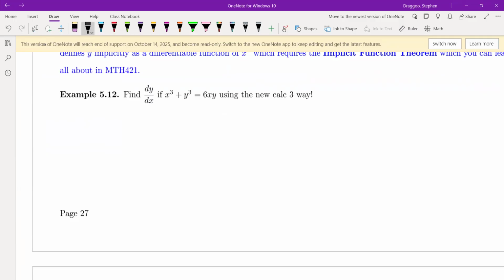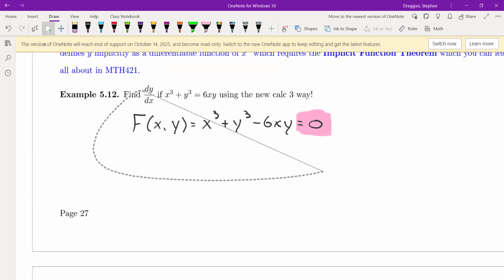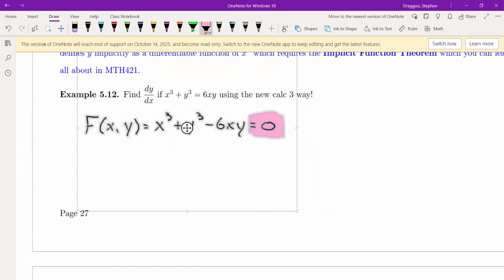So the first thing I want to do is define my function, a function of x and y. It should be x cubed plus y cubed minus 6xy equals 0. Because again, it's important for this formula to work that my function is equal to a constant. And again, most of the time that constant will just be 0.